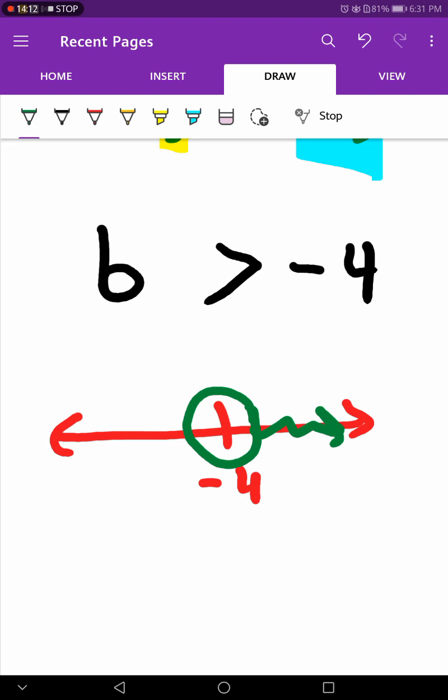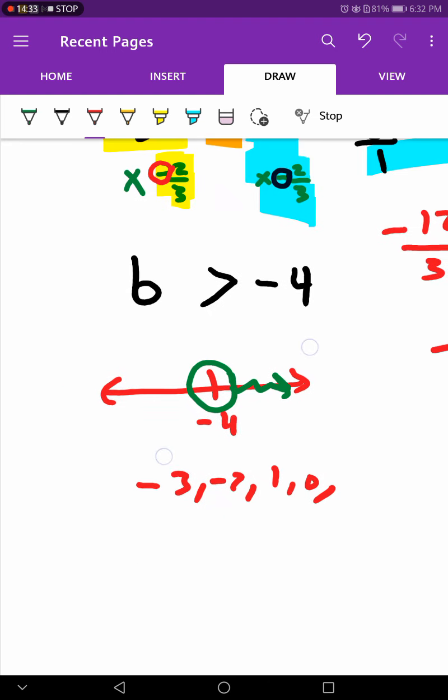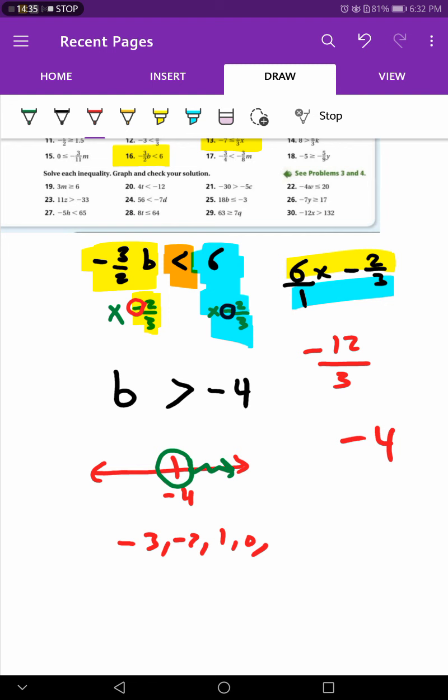Now what is the solution? Give me some solutions of this inequality. Negative 3, negative 2, negative 1, 0, 1, 2, 3, 4, 5, 6. To where? You have to reach where? Infinity. Maybe you reach Riyadh and you will not finish, or you go to Jordan, or you go to the United States by car, and you will not finish. It's still counting. It is infinity.